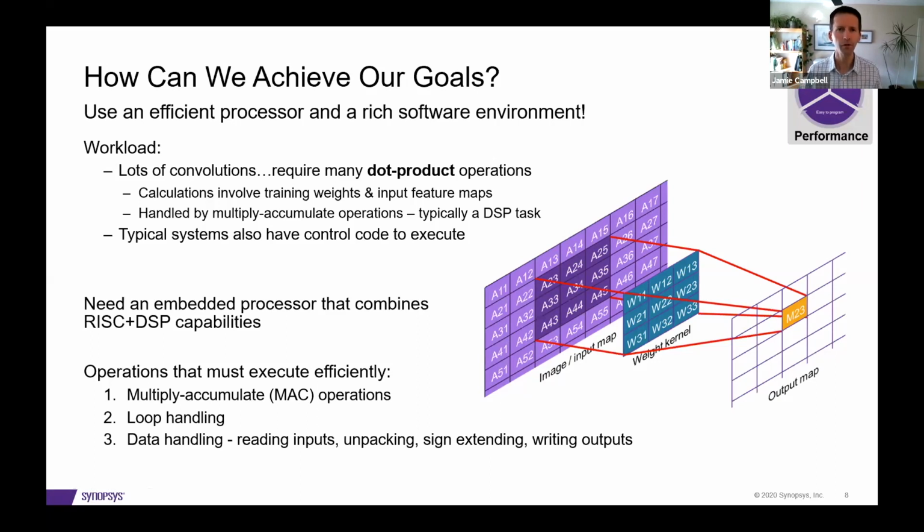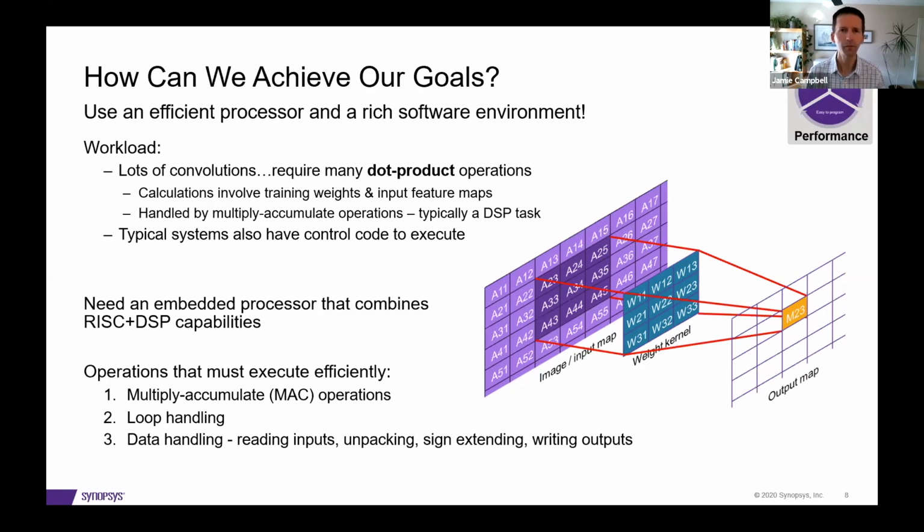But if you think about the whole system, a typical IoT device also has control code to execute. So it's driving a sensor, for example. It's probably communicating with the outside world at some point. So really what we need is an embedded processor that can combine both RISC and DSP capabilities.